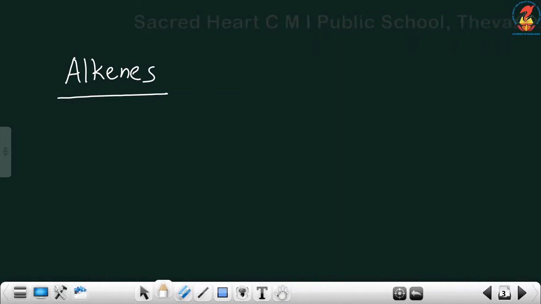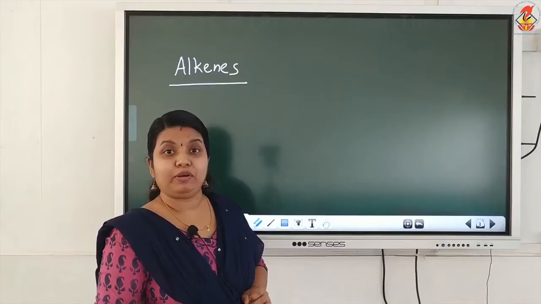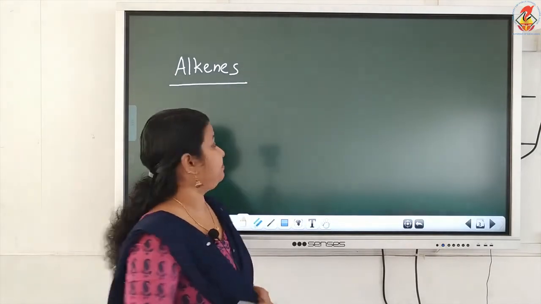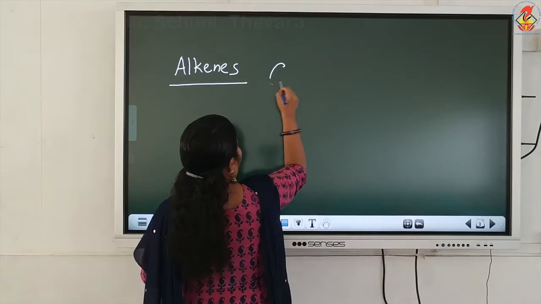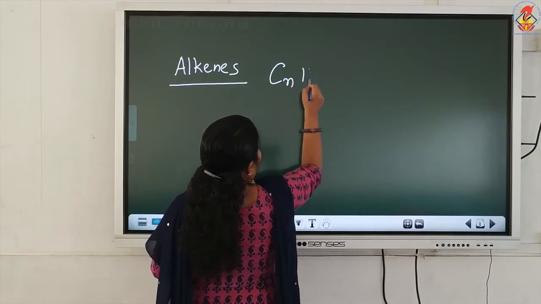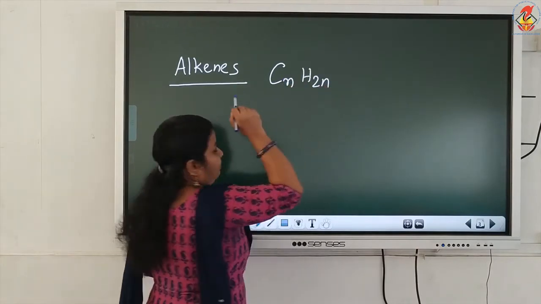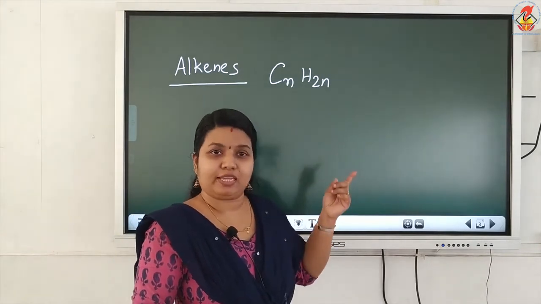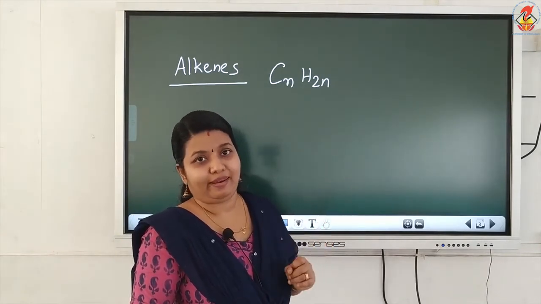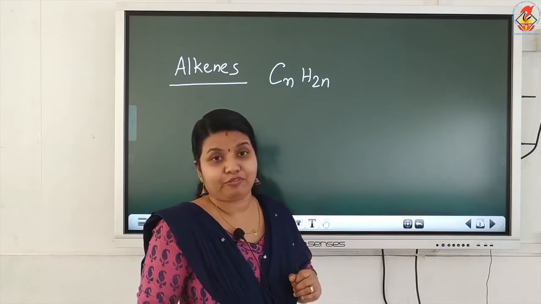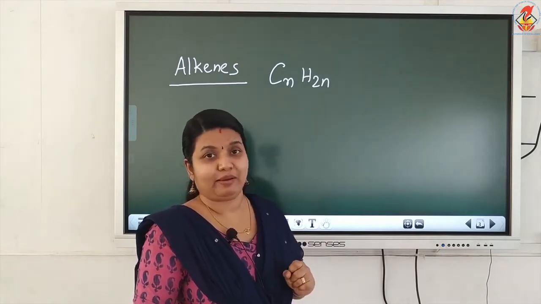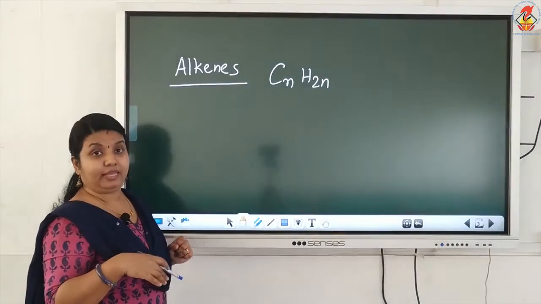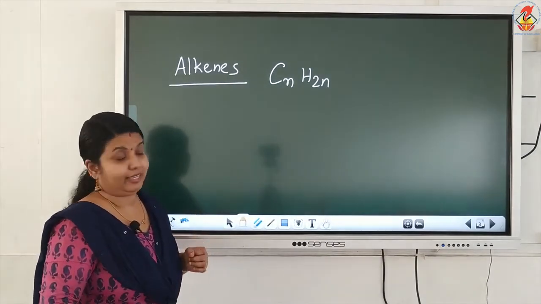Alkenes. The hydrocarbons which contain a double bond between carbon atoms are known as alkenes. The general formula of alkenes is CnH2n. We learned it for alkanes, CnH2n plus 2. For alkenes it is CnH2n, where small n is the number of carbon atoms. So, we will write the name and formula as we did it for alkanes.